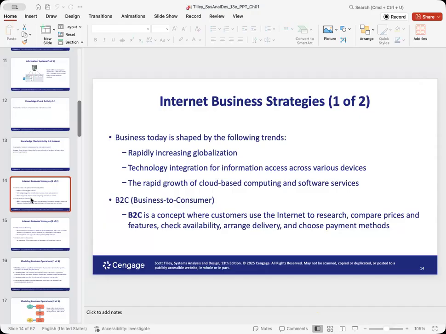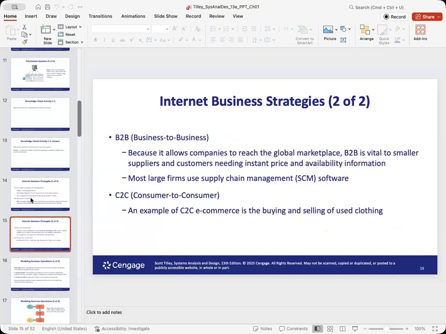So business to consumer is a concept where customers use the internet to search, compare prices, and also to check for features and availability, and also to arrange for delivery. And then subsequently, you choose your payment methods. Now with mobile money, you can just pay for it without necessarily having to go to the bank to withdraw.